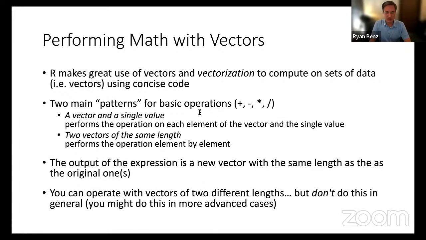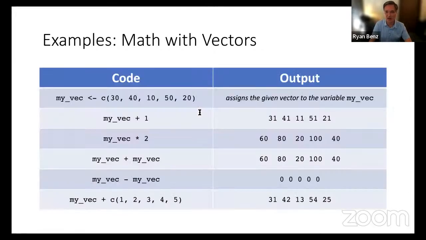Just as a word of caution, be careful: you can add or operate on 2 vectors that are not the same length, but absolutely do not do that. It's possible, but it will get you into trouble. We'll practice that in just a minute. But when you're going to operate on vectors, you either take a vector with a single value, or 2 vectors of the same length. Let's make that concrete with some examples here.